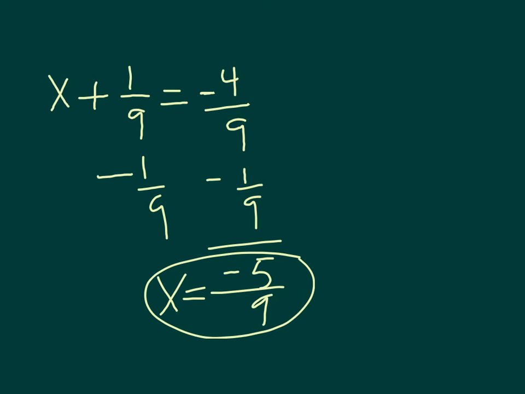Okay? Even checking on this one will be easy, because we're just going to put negative 5/9 back in for x. Well, negative 5 plus 1 is negative 4. It's going to check beautifully.